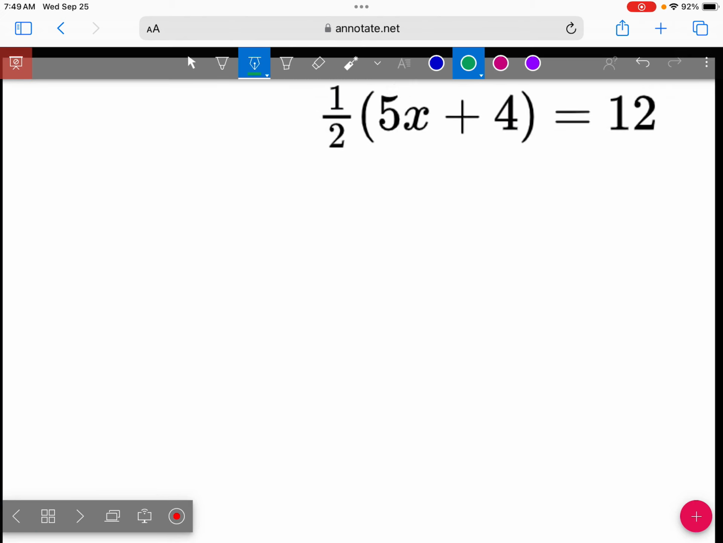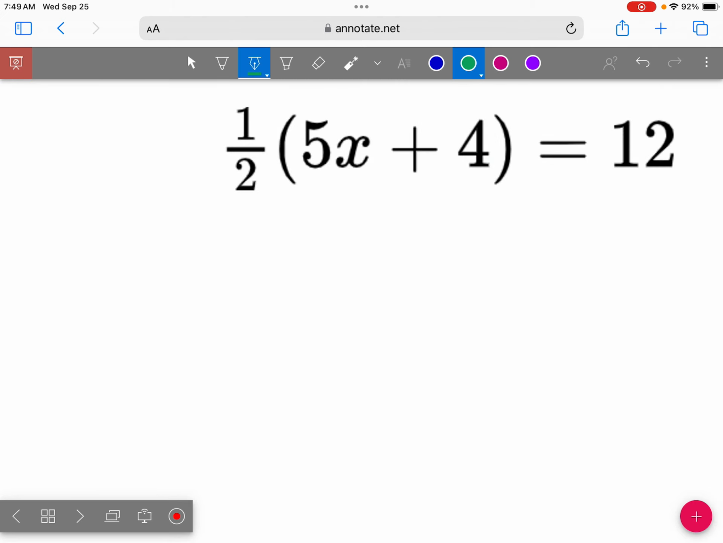Okay. Let's do the right one. What's your instinct here? Because if we go the same way we did on the last one, you're going to get some fractiony stuff, and that's gross. Ew.